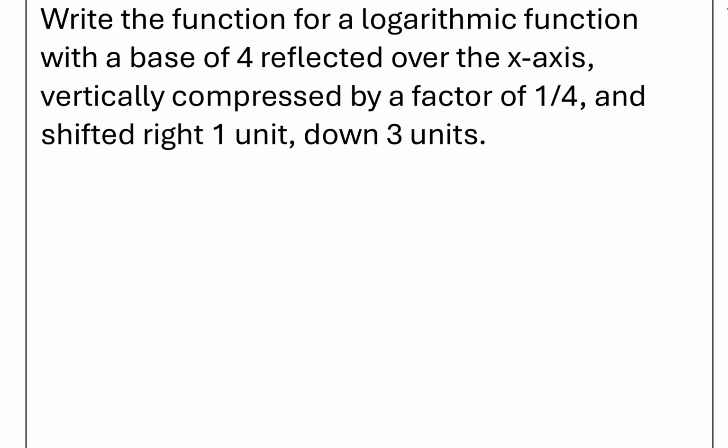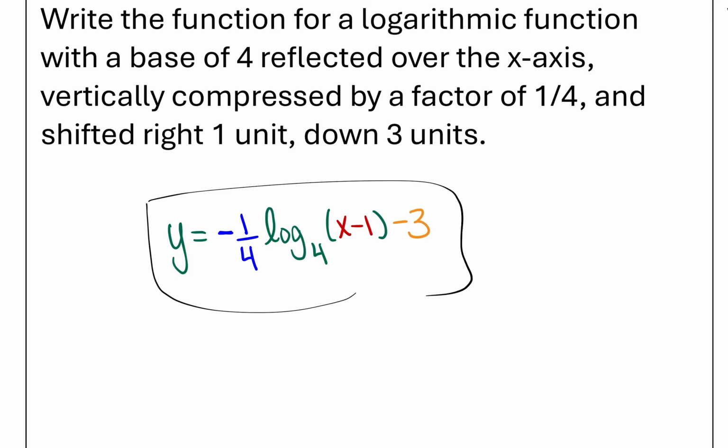So for this one, I have y is equal to, we have a reflection, so that's going to be a negative, and it's going to be vertically compressed by a factor of 1/4. So we have negative 1/4 in the front, times the log base 4 of, we have a shift to the right, so it's going to be x minus 1, close parentheses, and then down by 3. So this will be minus 3. And that's going to be our final solution. Let's go ahead and box it in.